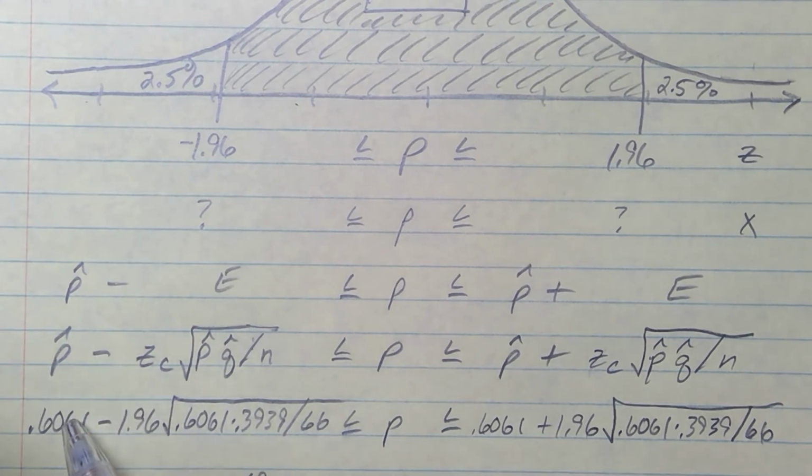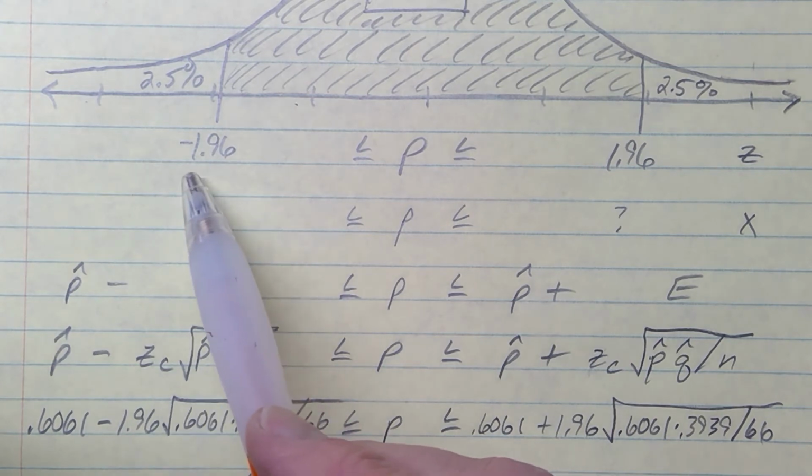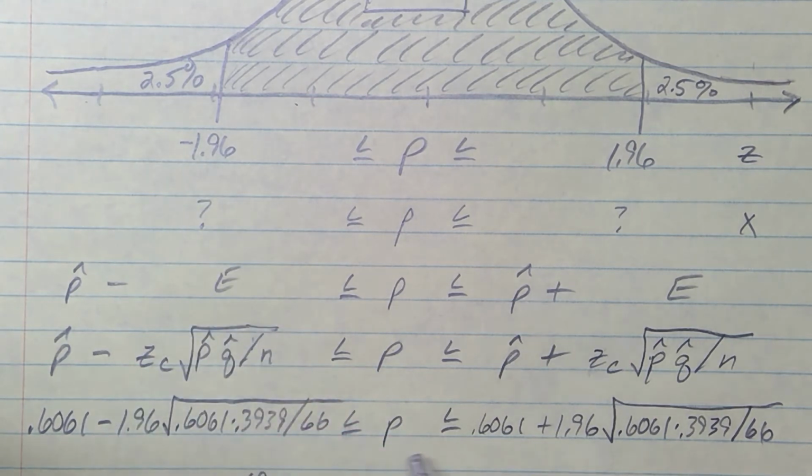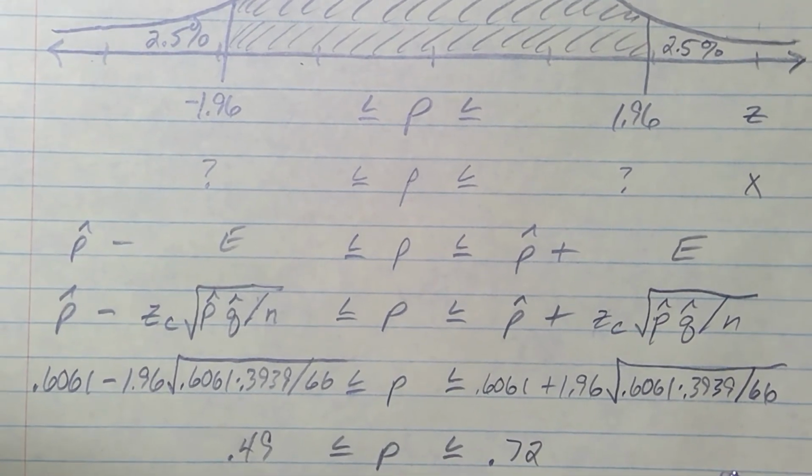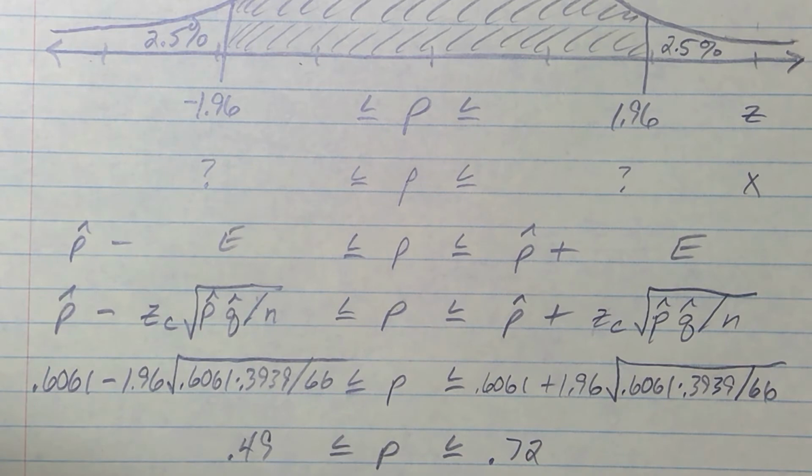Let's pop those numbers in there. So p hat 0.6061 minus the z number. Now don't worry about negative or positive. Just put your minus here and your plus there. It'll work out. So the z number for that confidence level is 1.96. Square root, here's p hat again, times probability of failure or proportion of failure, divided by how many? 66. Same thing over here. The only thing you're going to change is plus. And we wind up right here, 0.49 less than or equal to p, less than or equal to 0.72.